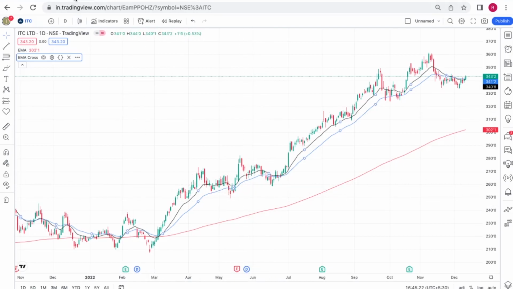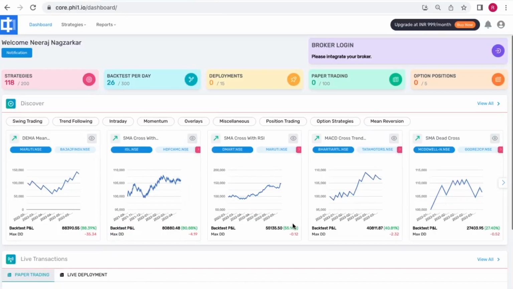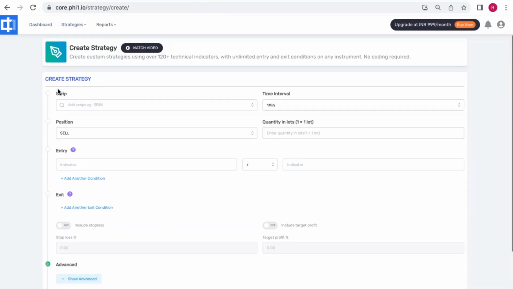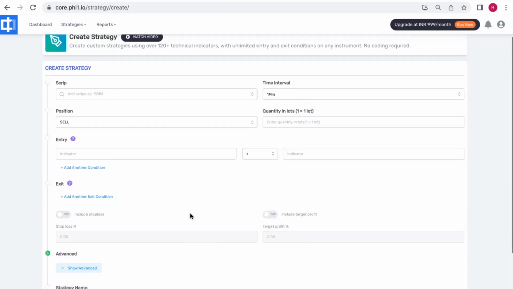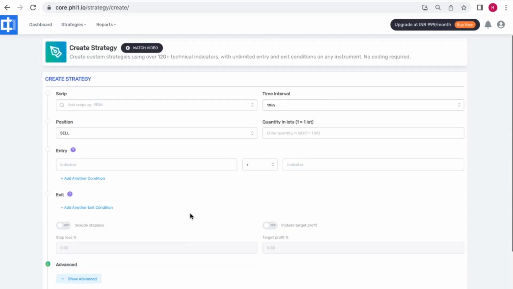Now let's create the strategy on Phi 1 core. Log on to Phi 1 core, go to strategies, click create strategy. You already know about the form based strategy creator that gives you unlimited entry and exit conditions and the option to work with more than 120 indicators. Also, you do not need to know any coding. You can create algorithmic trading strategies by filling in this form only. Let's start by adding some scripts.